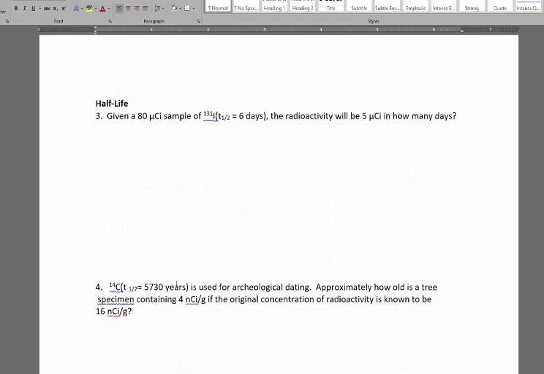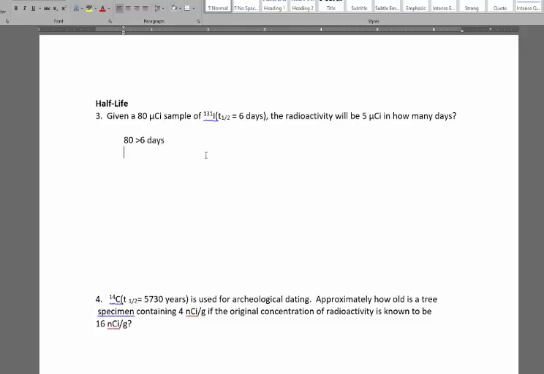Half-life. Remember, half-life measures radioactive decay. So let's look at this first problem. Given an 80 microcurie sample of iodine with a half-life of 6 days, the radioactivity will be 5 microcuries in how many days? So, let's start by writing 80 at the top. So after 6 days, so 6 days have passed, we're going to now have 40 microcuries.